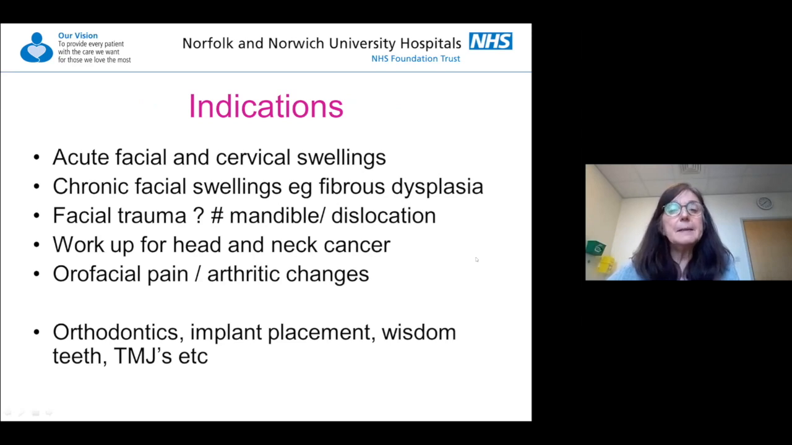So indications for taking an OPT are acute facial and cervical swellings. And I personally feel an OPT should be the first radiograph of choice when a patient presents with an upper neck swelling, because the most common cause of upper neck swelling is tooth-related sepsis. Chronic facial swellings, such as fibrous dysplasia, this can also give some really useful information, and facial trauma, which I've mentioned already. We also always take an OPT radiograph in the workup for head and neck cancer.